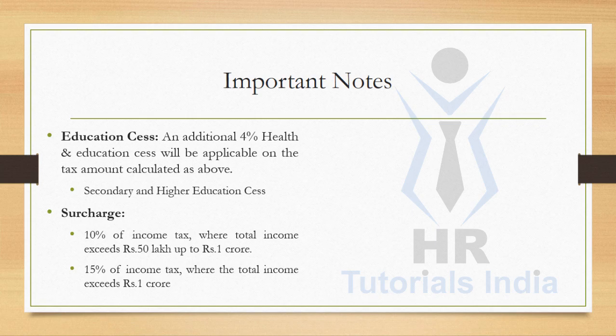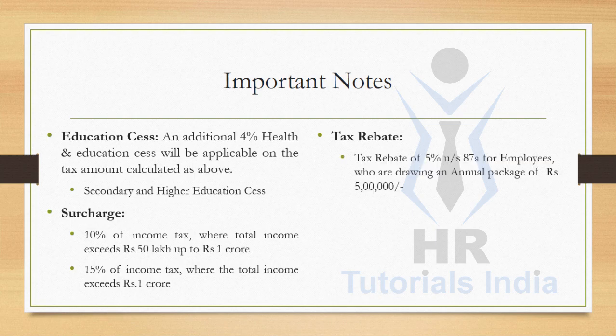And there will be a 10% surcharge on income tax which needs to be paid if the total income exceeds 50 lakhs up to 1 crore. And an additional 15% surcharge has to be paid to the income tax department where the total income exceeds 1 crore per annum. Tax rebate. There is a tax rebate of 5% under Section 87A for employees whose annual salary package is 5 lakhs or less.